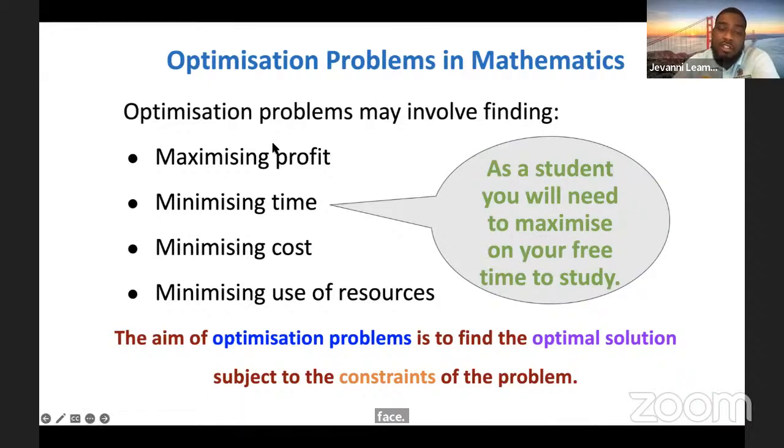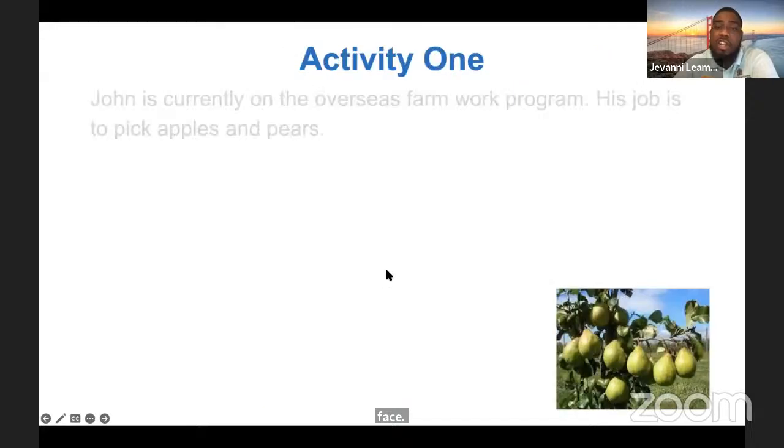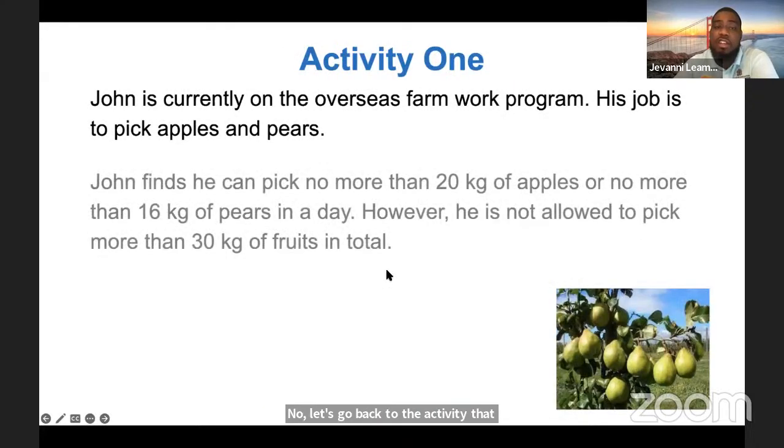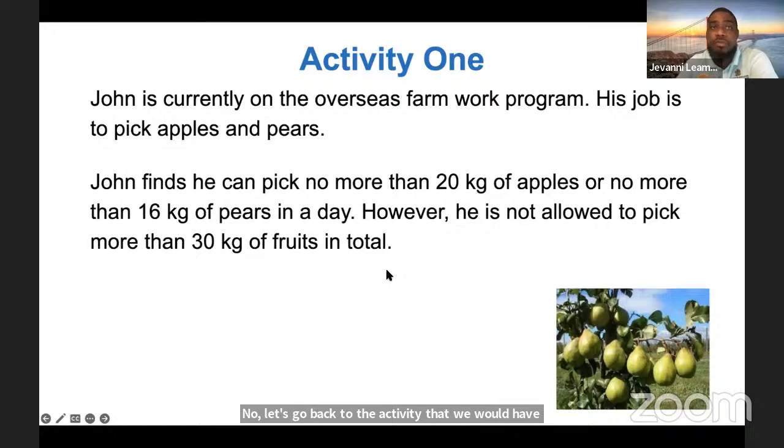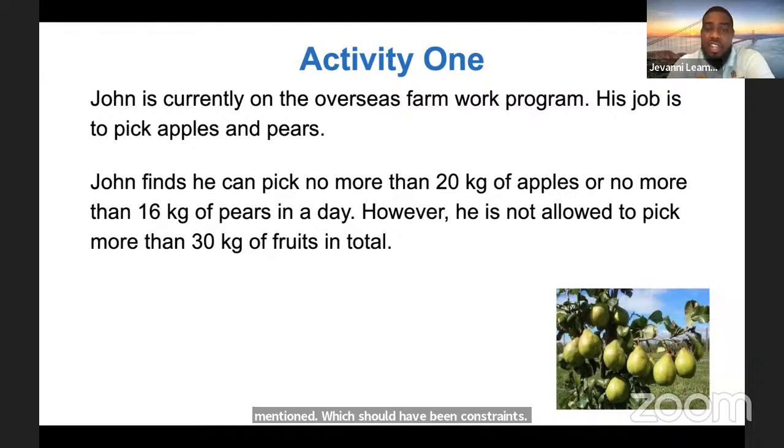Now, let's go back to the activity that we would have shared with apples and pears. We want to go about writing or making some, using the same thing that we just mentioned, which would have been constraints. So do we have any constraints in this scenario, in the second, what's this? The third sentence or second paragraph?